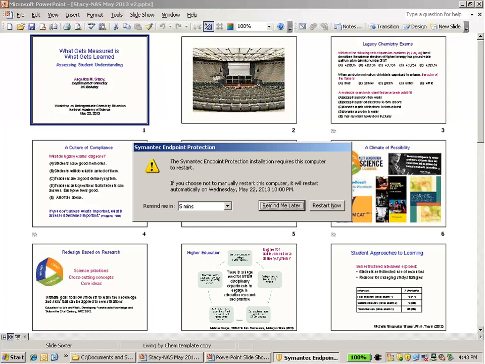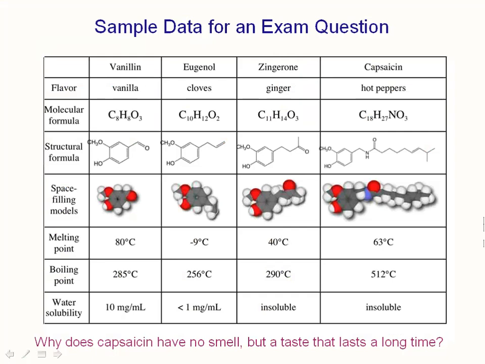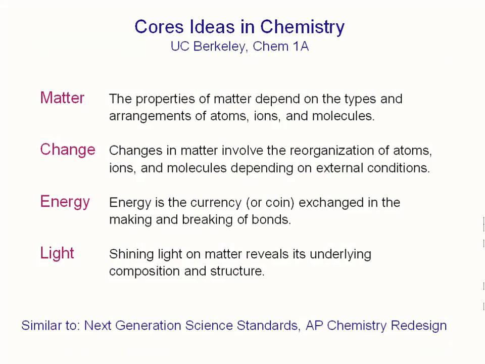So what we've done in order to build a curriculum around this is to build around core ideas in chemistry. What are the main things that we want the students to know? And I want to point out that the Next Generation Science Standards is doing this, AP Chemistry Redesign is doing this, and MCAT has a really nice articulation of what the main ideas are that the students should walk away with. So we do a unit on matter.